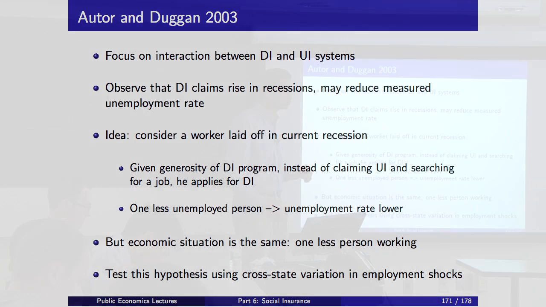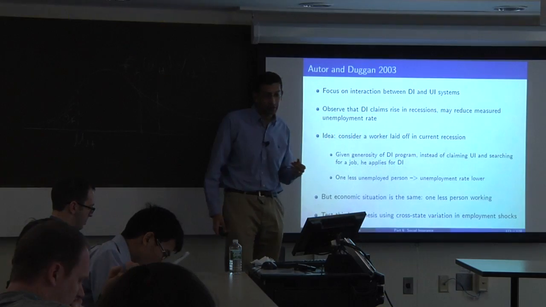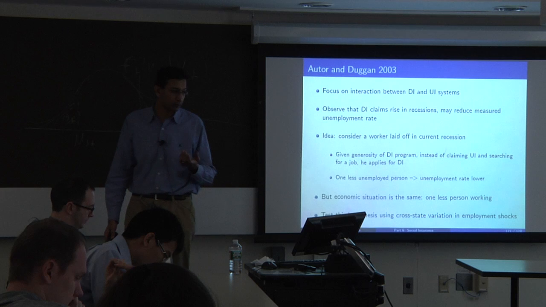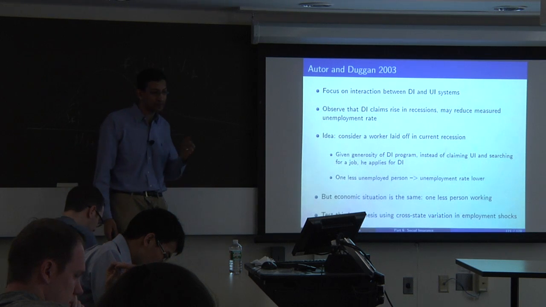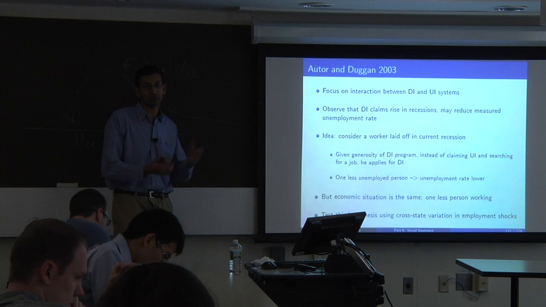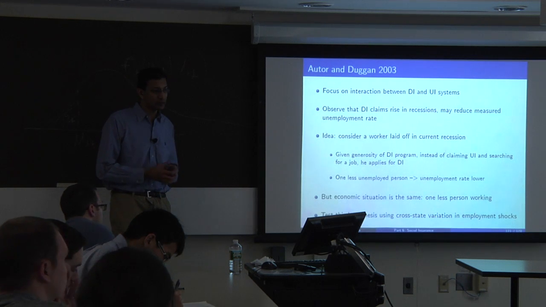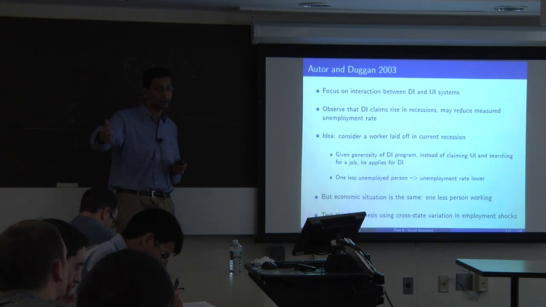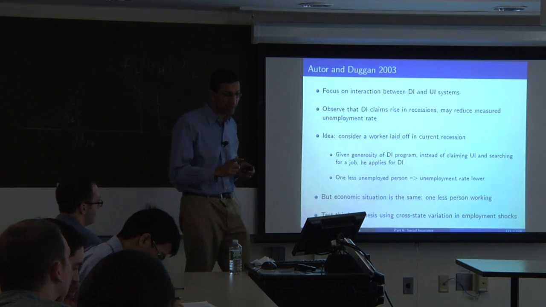Let's consider a worker who's laid off in the current recession. Given the generosity of the DI program, what you might do, instead of claiming UI and searching for a job, which is what you might have done in the 1980s, is think, okay, maybe it's better for me to apply for DI. So what's going to happen?